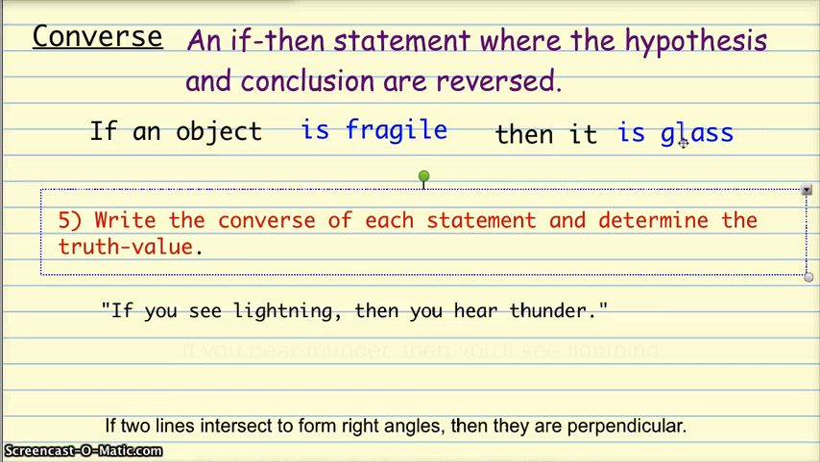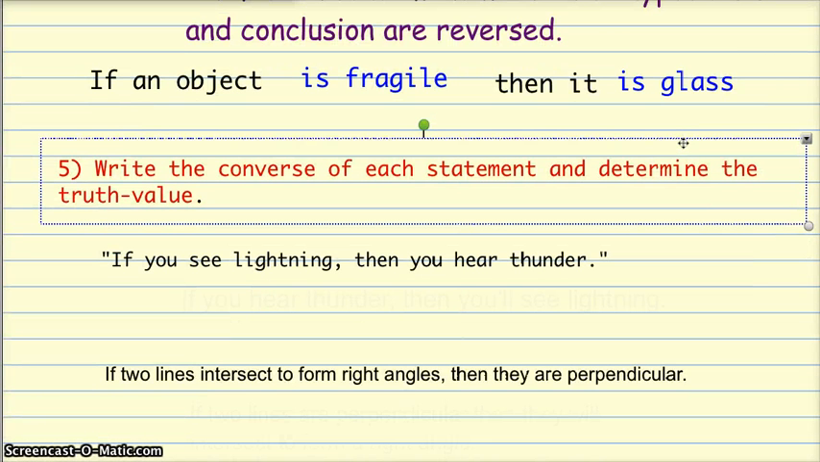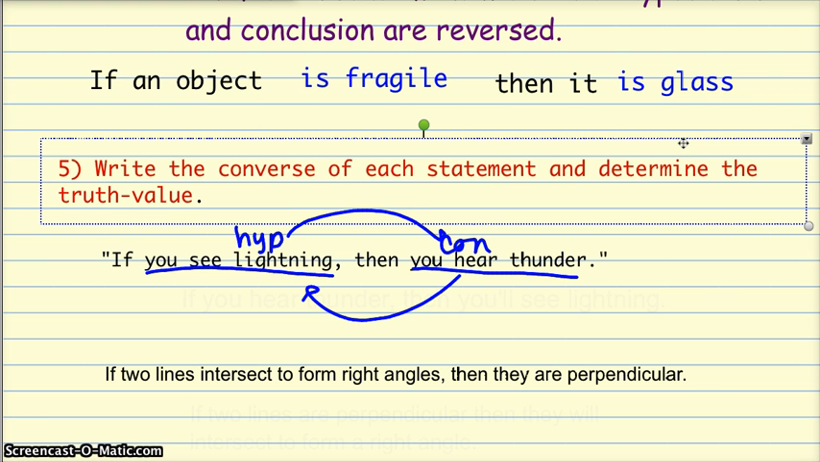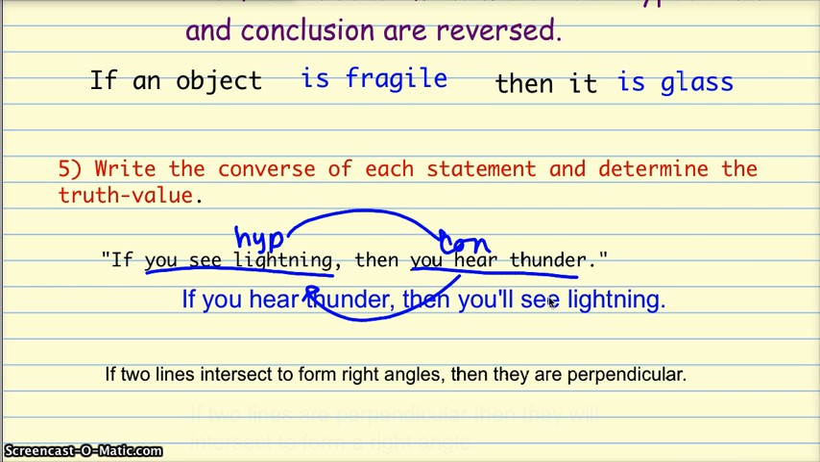Number 5, it says write the converse of each statement and determine its truth value. What would the converse be of if you see lightning, then you hear thunder? If you think back to this being the hypothesis, this second part being the conclusion, the idea of a converse statement is the hypothesis and the conclusion are reversed. So take a look at the following statement. If you hear thunder, then you'll see lightning. What is the truth value of that statement? False. You can hear thunder without necessarily seeing the lightning.